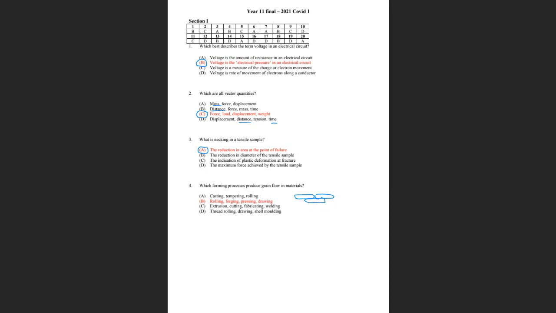You've got to apply a force to the metal to deform the grains to form grain flow. And so rolling, forging, pressing, and drawing are all processes that produce grain flow. Casting is incorrect. Tempering is incorrect. Cutting is incorrect. Fabricating is incorrect. Welding is incorrect. Thread rolling, you get grain flow. Drawing, you get grain flow, but shell molding, you do not get grain flow in that.